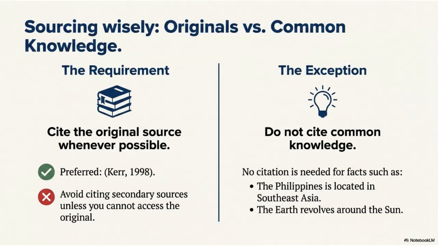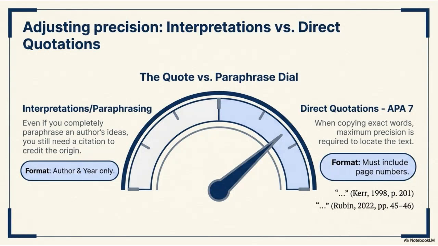It is required to cite the original source whenever possible and avoid secondary citations. However, we do not cite common knowledge. Facts like the Philippines being in Southeast Asia do not need a citation. We will use the precision dial. Paraphrasing requires only the author and year. But if you copy exact words, I require maximum precision, including the page number.